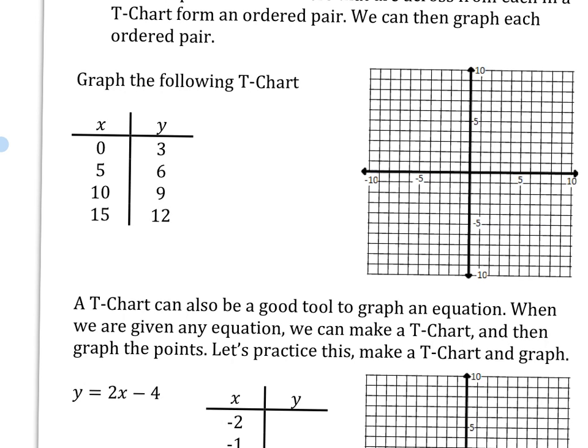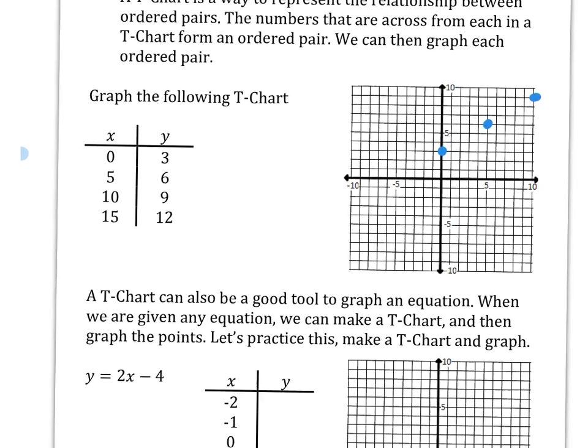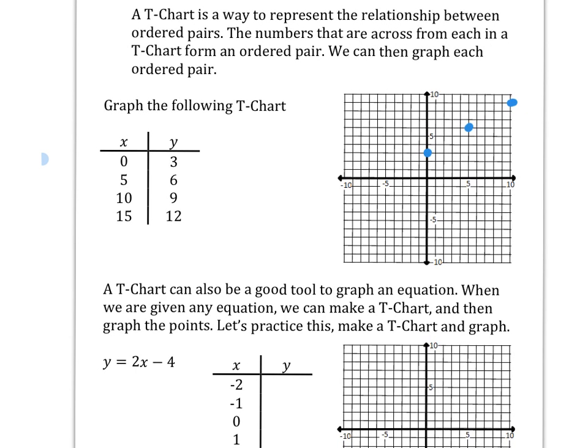So I'm going to go ahead and graph 0, 3. 0, 3 would be right there. 5 over, 5 up 6 would be right there. 10, 9 would be about right there, and then the other one, 15, 12, would actually go off the graph. And if we connect these, they would form a straight line like this. So that would be graphing from a t-chart or a table.